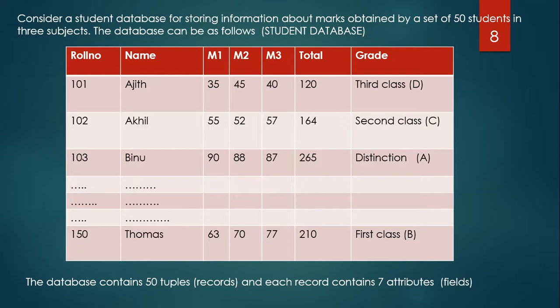The database contains 50 tuples, 50 records, and each record contains 7 attributes. What are the 7 attributes? The attributes are roll number, name, M1, M2, M3, total, and grade. So I think the concept of tuples and attributes is clear to you now. Attributes are the column headings, and tuples are the rows there, each row representing a particular student.